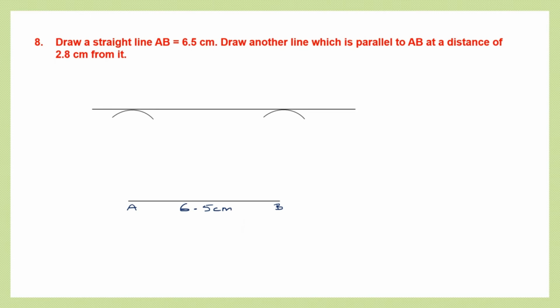So let's name this line. This line is CD and this line is parallel to line AB. So this is the other way of drawing a parallel line at a certain distance away from AB. So CD is the required parallel line.